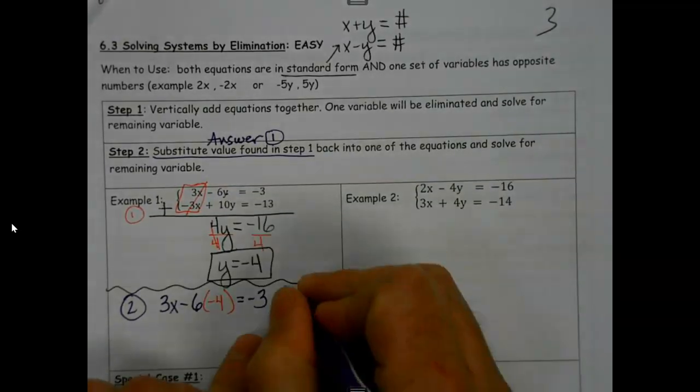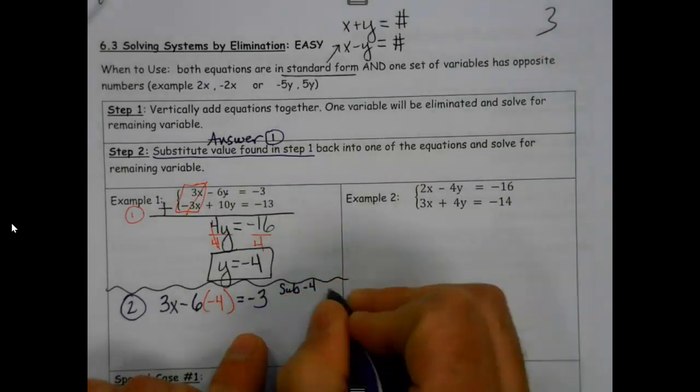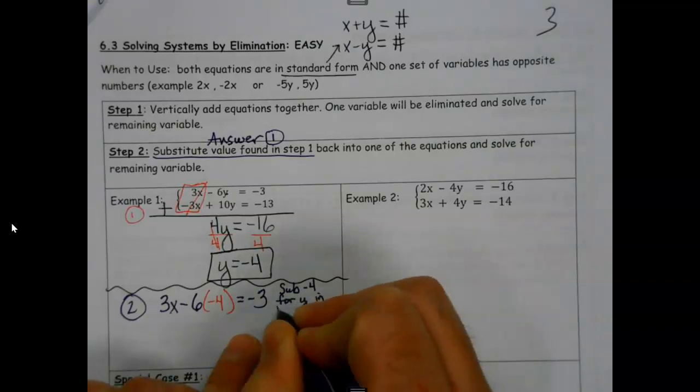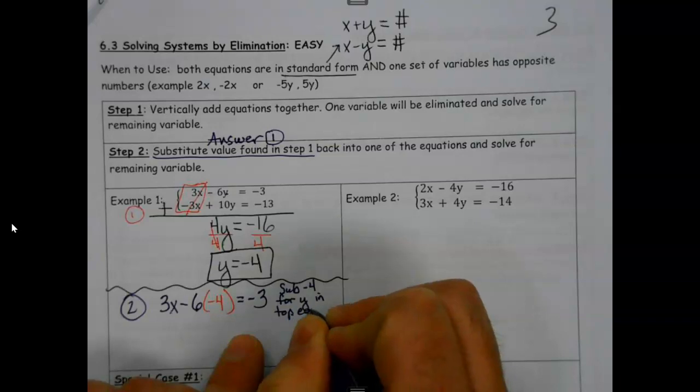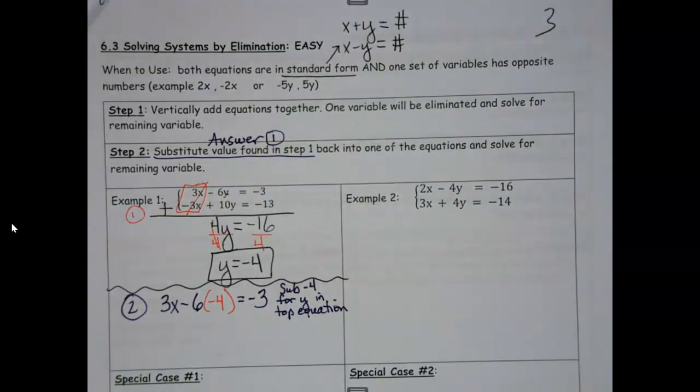So all we did here was we substituted negative 4 for y in the top equation. Now, if you can visually just look and see that, maybe you don't want to write that. But sometimes it helps when you go back later, you're like, where did you just come up with that from? You just pull that out of thin air? No. I took y out and just replaced it with the number.